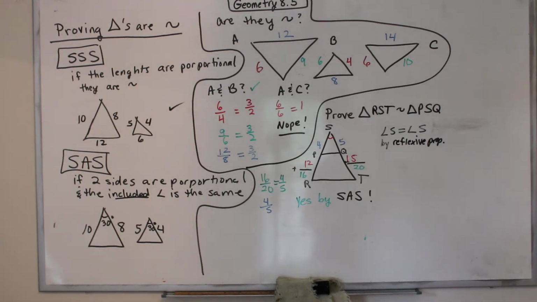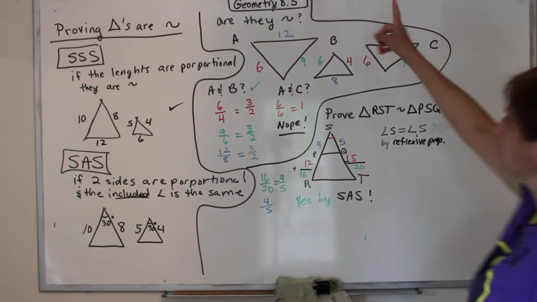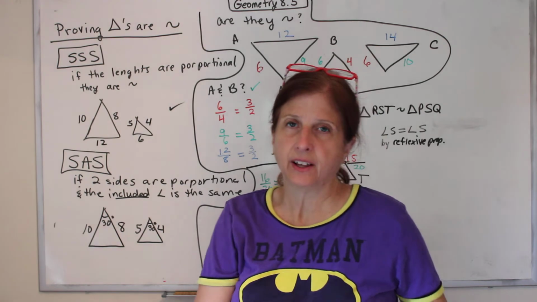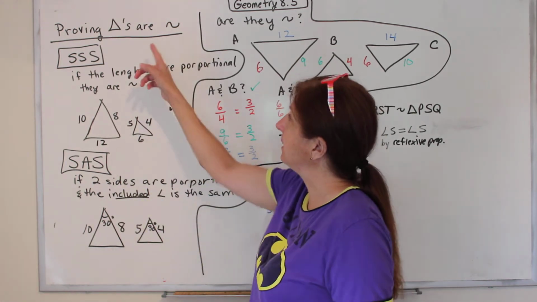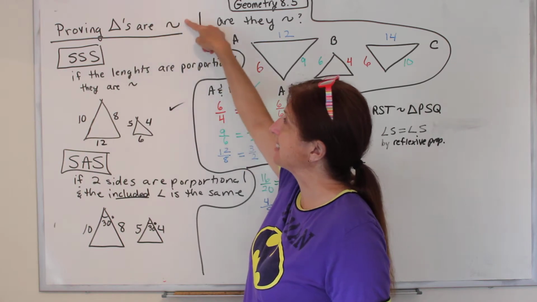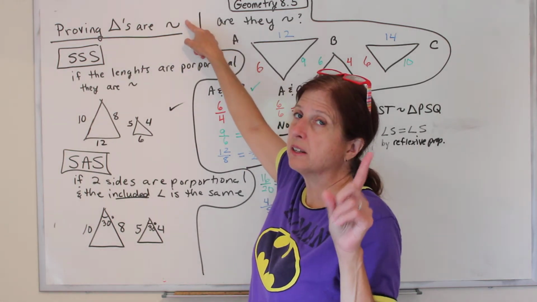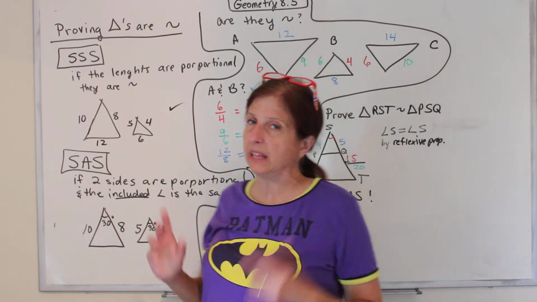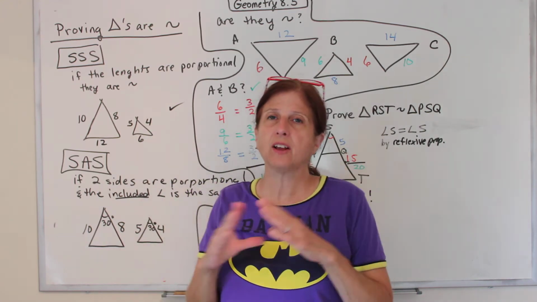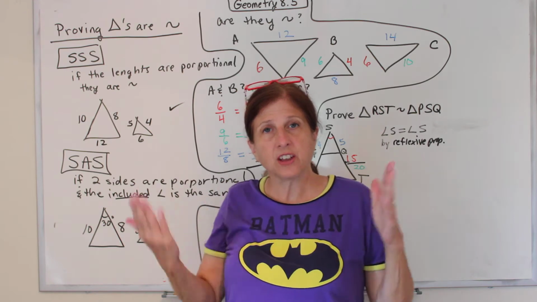Welcome back to Geometry Chapter 8, Section 5 in this book. If you don't have this book, you can still learn the ideas, and the idea is proving triangles are similar. Not congruent, similar. So like we have a big one and a little one. If they're similar, then their angles are going to be the same, and their sides are going to be in the same proportion.